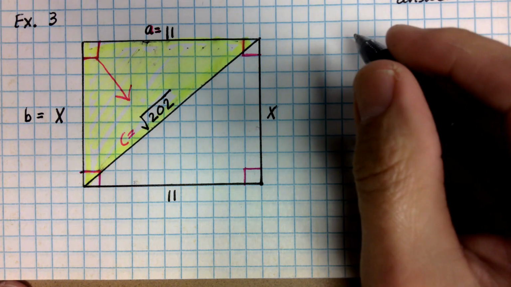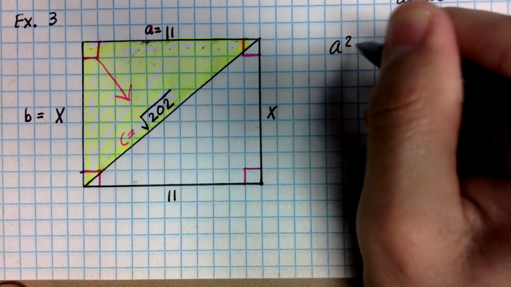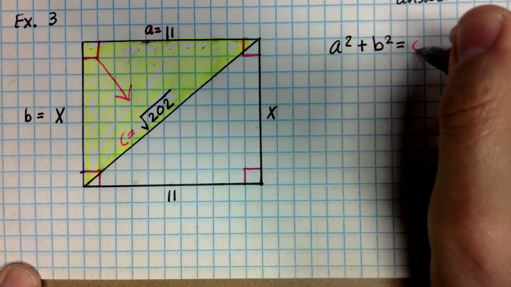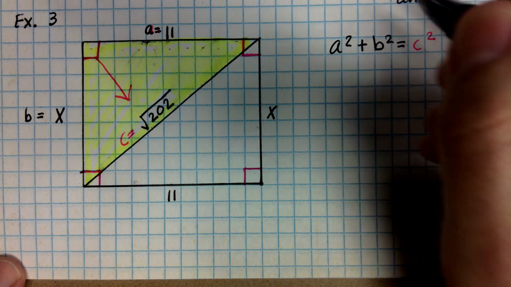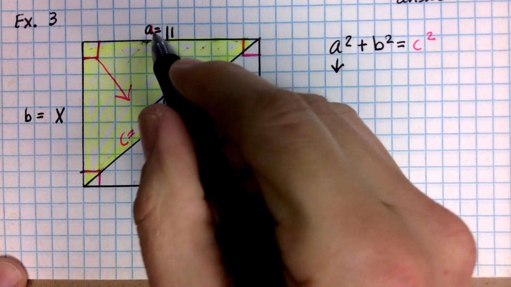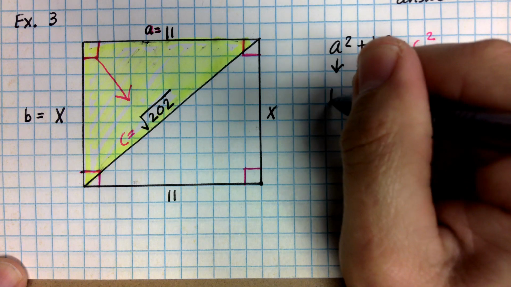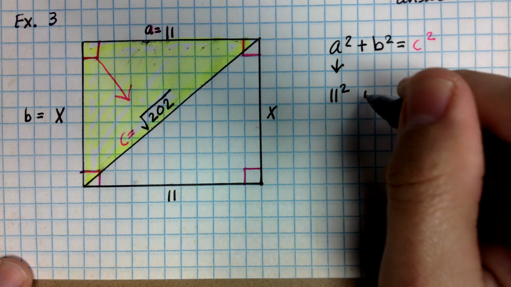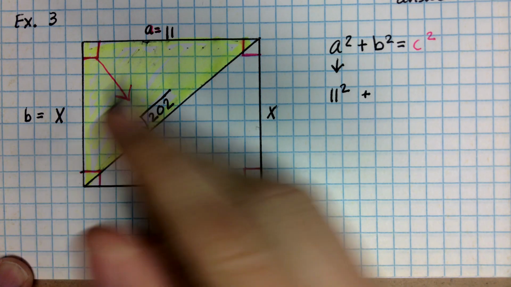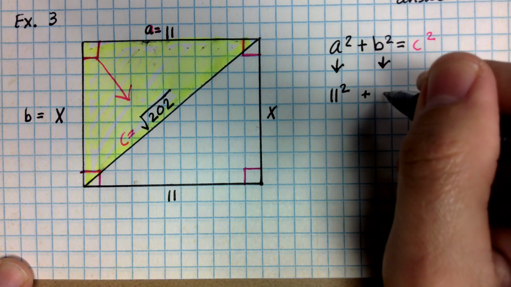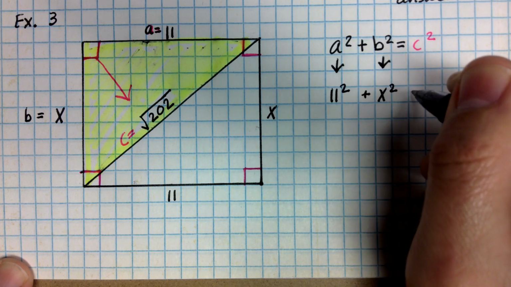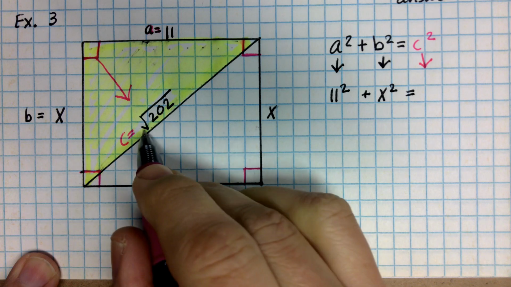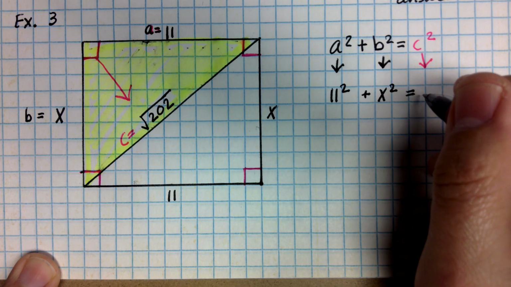So let's go ahead and write our formula real quick. We have A squared plus B squared is equal to C squared. In this case, I'm going to write the values that I know. I know that A is 11, so this becomes 11 squared, plus my B value, which is x, so this becomes x squared, and that's going to be equal to my C value, which happens to be the square root of 202.